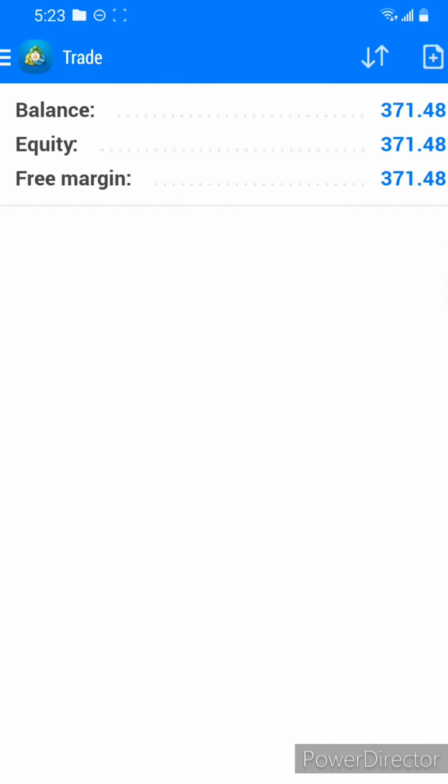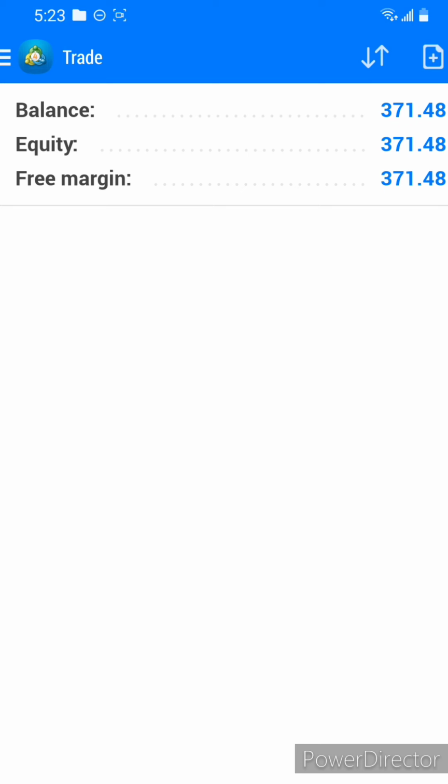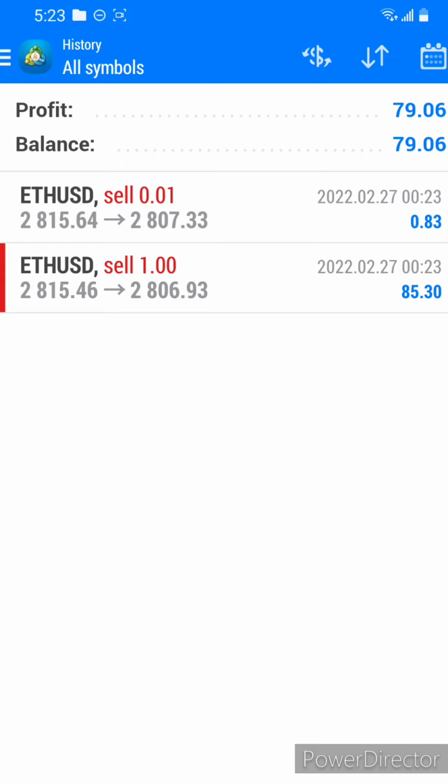0.01. Now we have $371. Go to our trade screen history. Today we have made $79.06 on this demo account. And as I said in the outline on Discord, it's fake money, real market. This is really Ethereum. This is exactly what Ethereum is at right now. Had this been a real account with that much money in it, that's how much money I would have got.